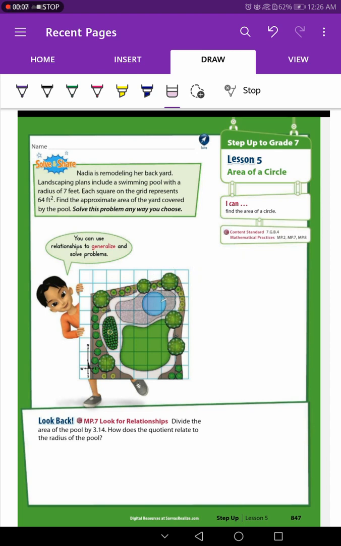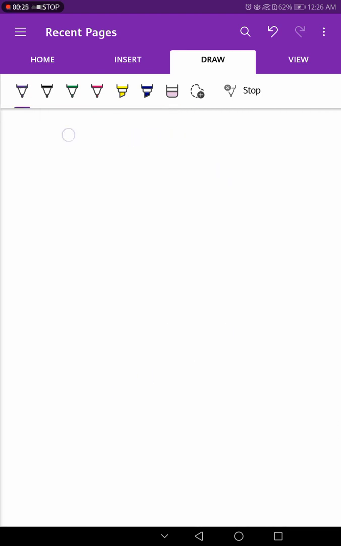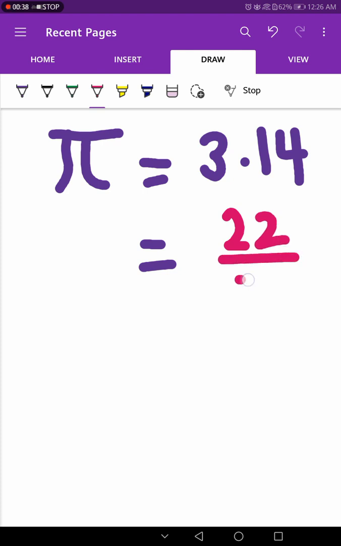Our lesson today is the area of a circle, and our objective is how you can find the area of a circle. Okay, first of all, let us revise what we took in the previous lesson. The first thing is pi. We know what pi is. It is a constant that equals 3.14 or 22 over 7.